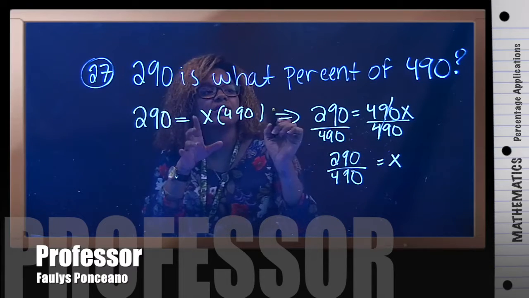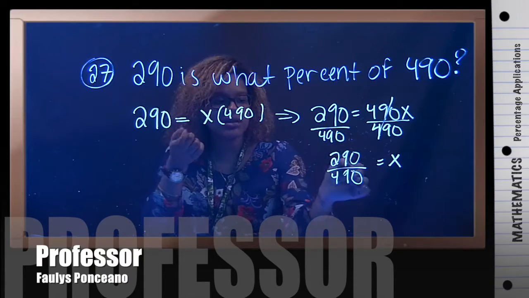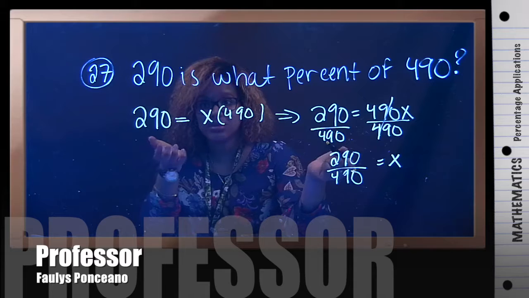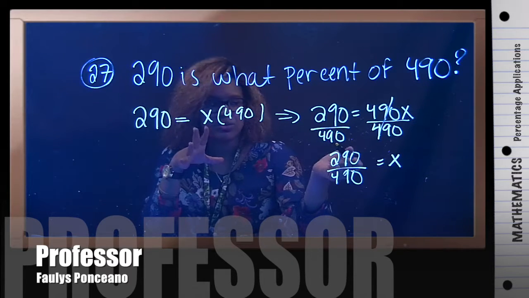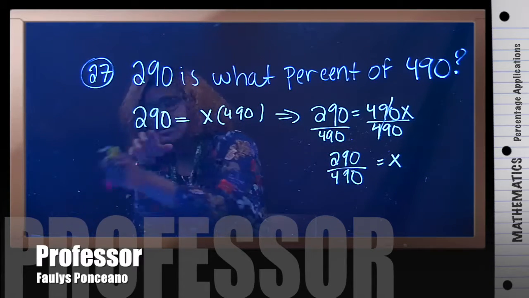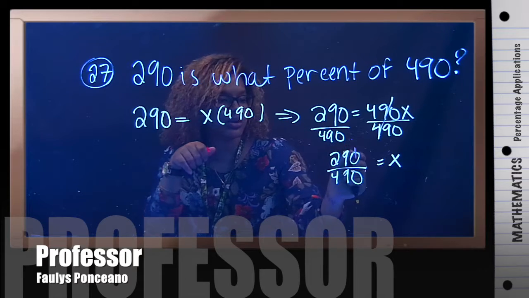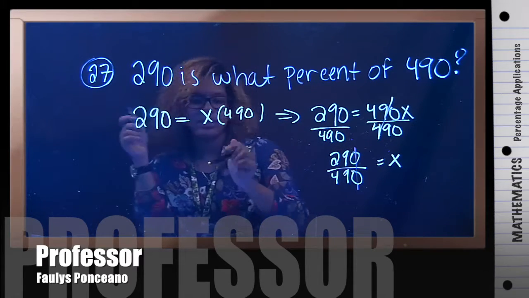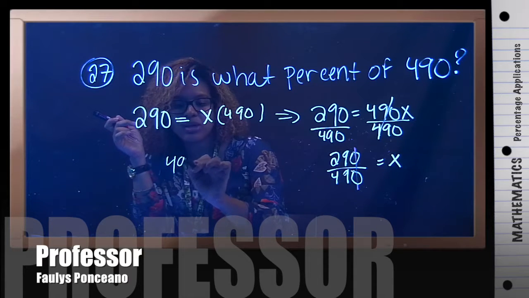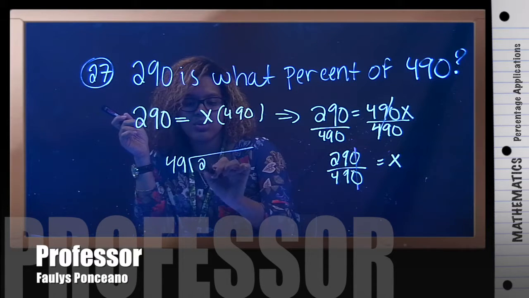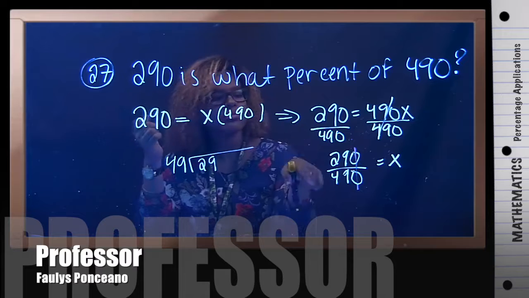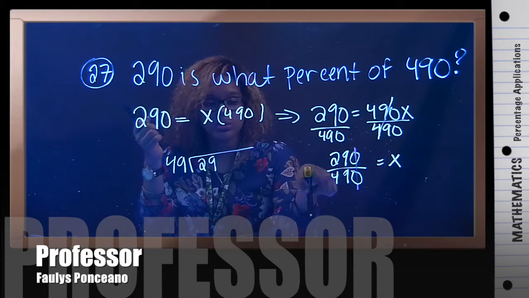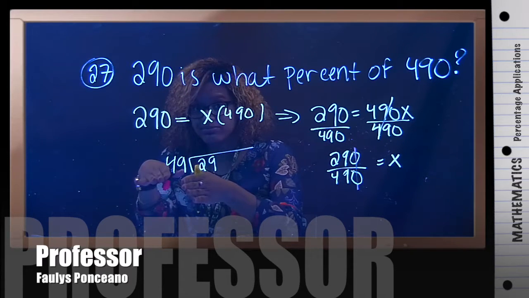Now, they're asking me for what percent. I want to take this fraction and change it to a decimal, so I can then change it to a percent. I'm going to simplify first these two zeros to make my long division a little bit easier. Then I'm going to say 49 divided into 29. Now, notice that the number that goes in the bottom is what I write outside.